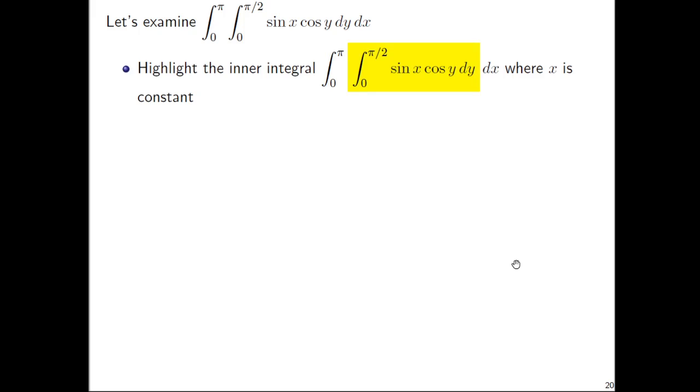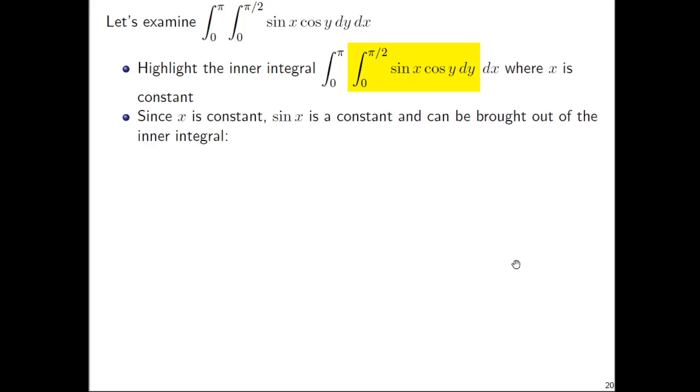Let me highlight the inner integral in yellow. If we just focus on that, it's a dy, so x should be treated as constant. Well, if x is constant, sine of x is constant, so you could bring that sine of x outside of the inner integral, and it could look like this. So integral 0 to pi, sine of x was considered a constant as far as the inner integral inside the parentheses is concerned, since that inner integral was treating y as the variable.